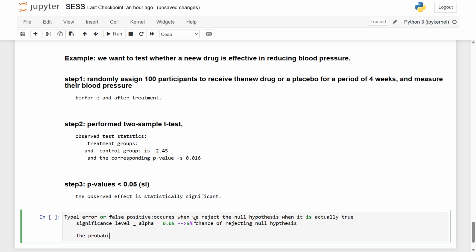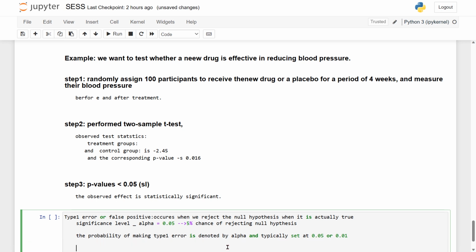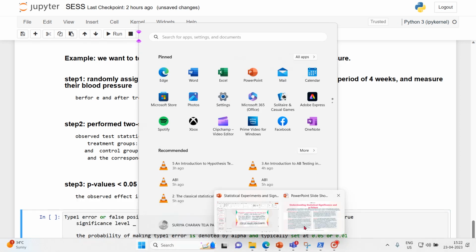So the probability of making type 1 error is denoted by alpha and is typically set at 0.05 or 0.01. Now let's look into the type 2 error. That's the type 1 error.